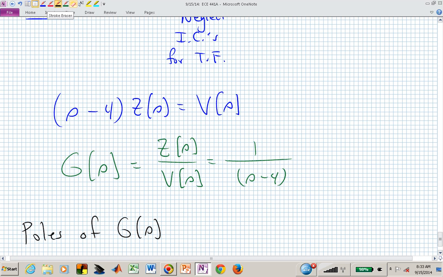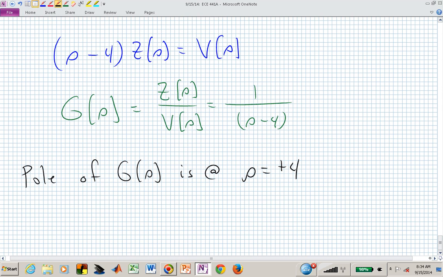Now, how many poles, what's the order of this system? First, maybe I need to change my grammar. The pole of G of S is at the value of S where the denominator vanishes. We said S minus 4 equal to 0, and we see that we are at S equal to plus 4. That's not where we wanted it. That's in the right half plane, which means this particular system is actually unstable.